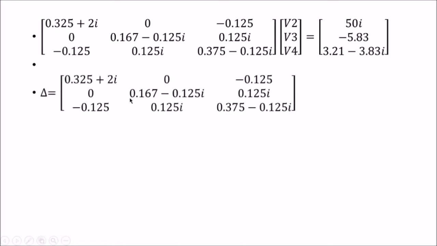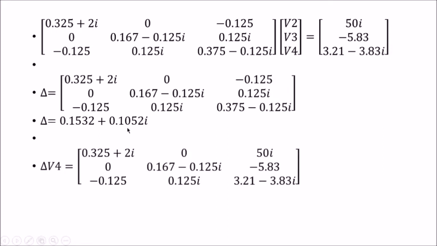Firstly, you need to find the determinant. And the answer for the determinant is 0.1532 plus 0.1052. For determinant V4, this is the matrix and this is the final answer. After that, determinant V4 is divided by the determinant, then you get V4. This is the value.